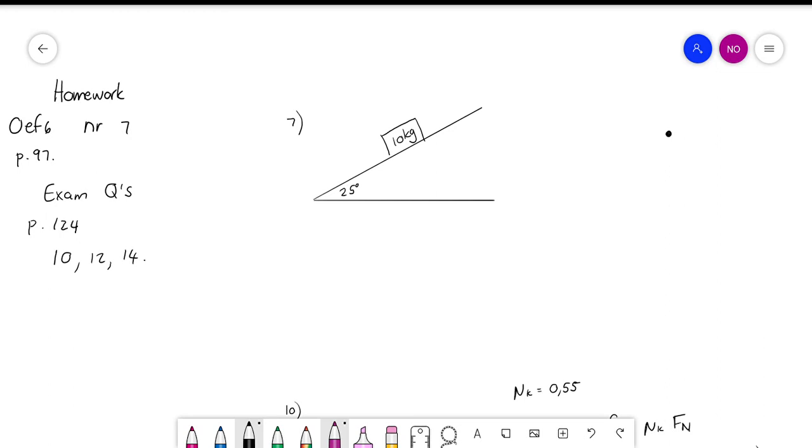Graad 11, ons is nog besig met Newton se tweede wet se toepassings. Ek gaan vandag vir julle hierdie video oplaai. Dit gaan dalk oor 2 video's wees, hierdie huiswerk. En dan gaan ek ook vir julle een oplaai oor gewigloosheid, the concept of weightlessness. En dan is ons klaar met hierdie hoofstuk.